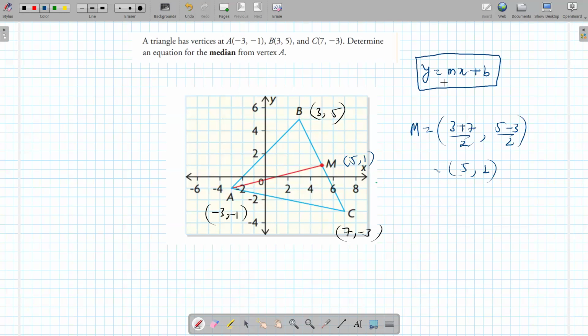Let's first find m. Now this is a different m. This is not the midpoint. This is a slope. This is a small letter m. This is a slope that connects A to our midpoint M. How do we find the slope between this point and this point?